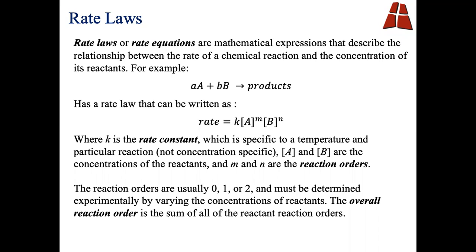It is not concentration specific, but is temperature specific. And then, as I said, A and B are the concentrations of some reactants raised to some order. And so these reaction orders are usually 0, 1, or 2. And a key part of pretty much all of kinetics is that things must be determined experimentally. They can't necessarily be figured out purely from a theoretical approach. Okay. And we'd also mentioned that the overall reaction order is going to be the sum of those reaction orders.